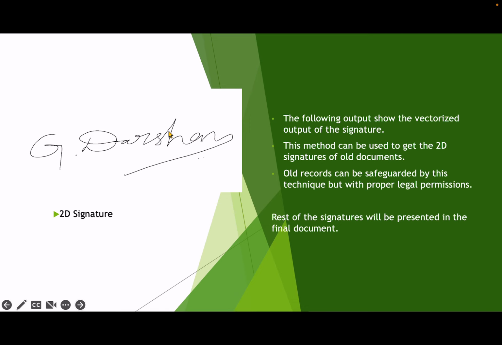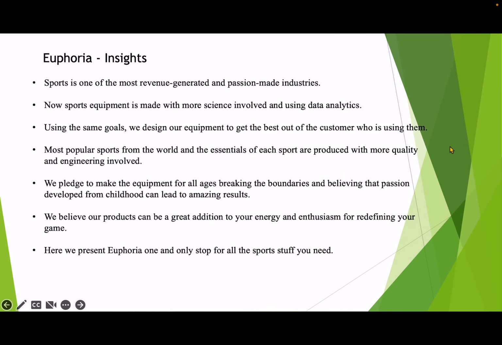So this is called the vectorized output of the signature, and this method can be used to get the 2D signatures of old documents. Let's say we have old documents that need to be digitalized, and signatures are not proper in the paper, and the paper would have been very old. You can just take a picture, even if it's not so clear. We can just plot the control points over the signature, and convert it into a good 2D vector signature. So the rest of the signatures will be shown in the final document. And let's get to the 3D part.